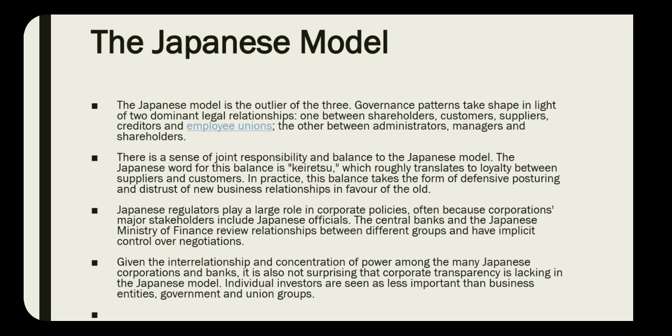In Japan, the banks also have very strong influence on a company, and also they have a close relationship between supplier and customer in Japan. So suppliers also have very strong influence on the corporate governance of a company in Japan. That's what I can explain about it.